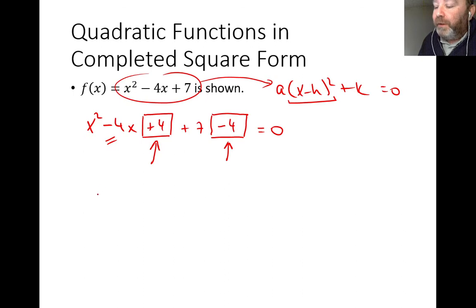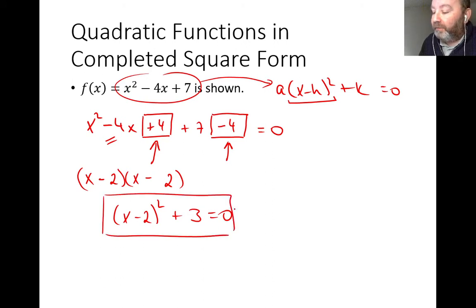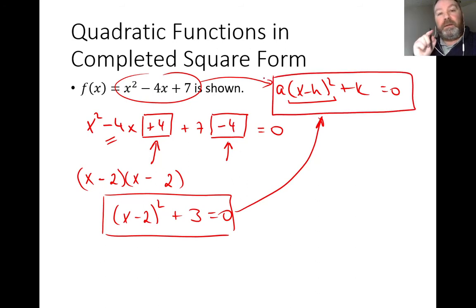X squared minus 4x plus 4 immediately is factorizable. X squared is x by x, 4 is 2 by 2, and I want factors of 4 that add to minus 4. That's minus 2 and minus 2, which immediately contracts down into x minus 2, squared. And then the last two numbers, plus 7 minus 4, are plus 3 equals 0. Do you notice? The form that I now have is exactly the same as the form inside which we can read the vertex point and the axis of symmetry.